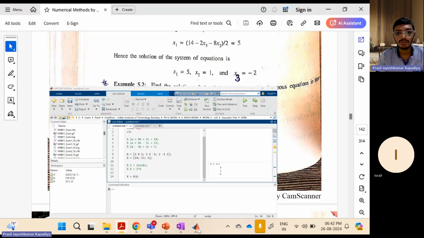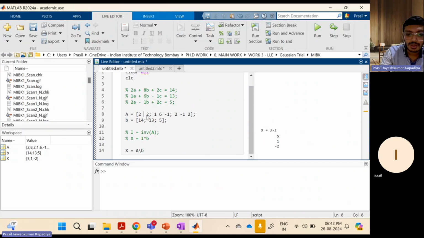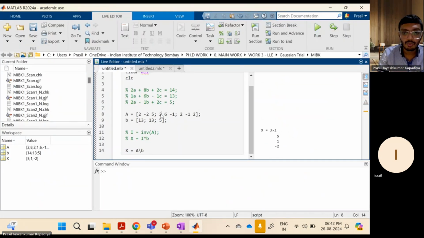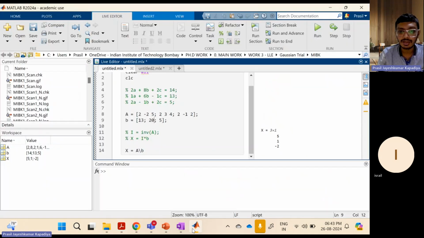So I will just write down the coefficients. 2, minus 2, 5, 13. Then 2, 3, 4, 20. And my last equation is 3, minus 1, 3, 10.